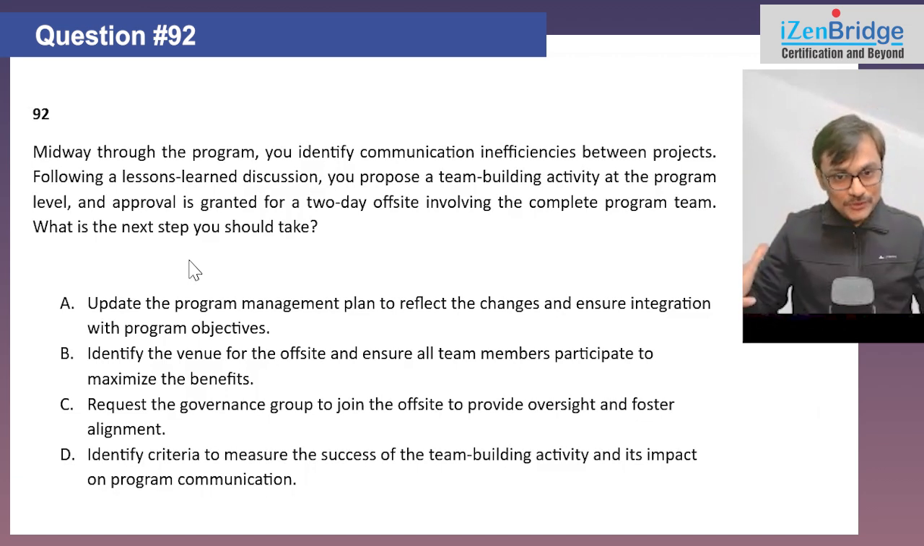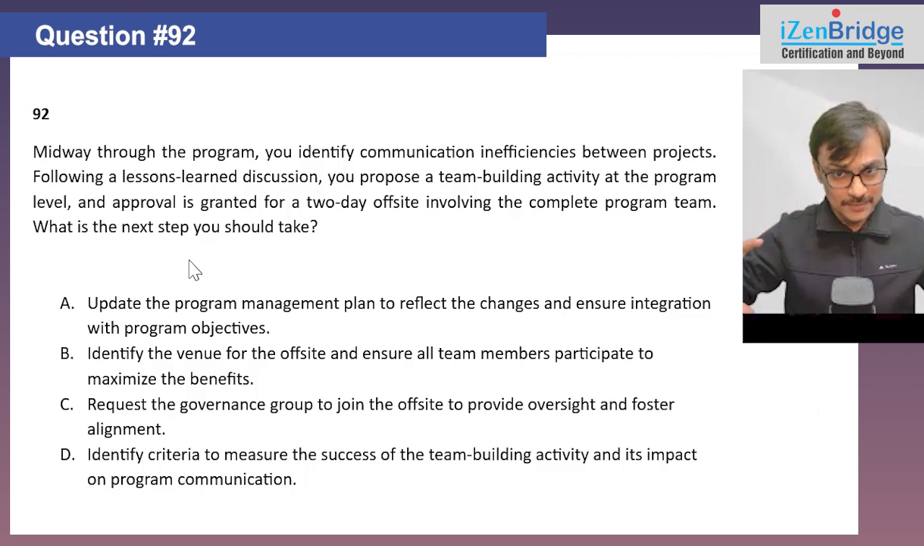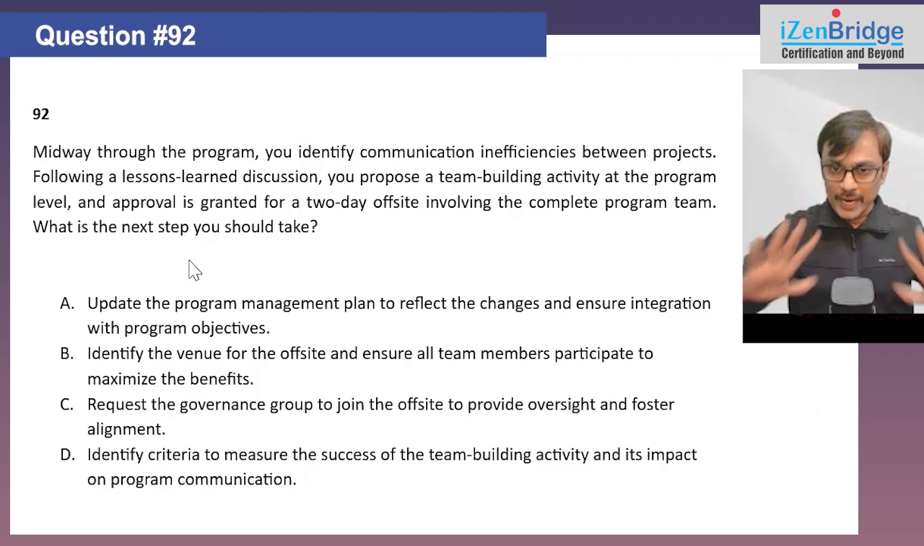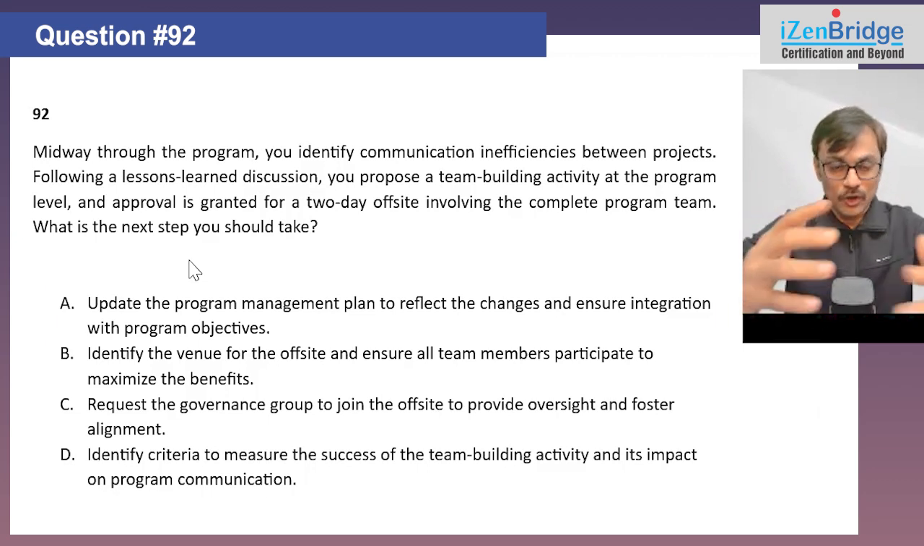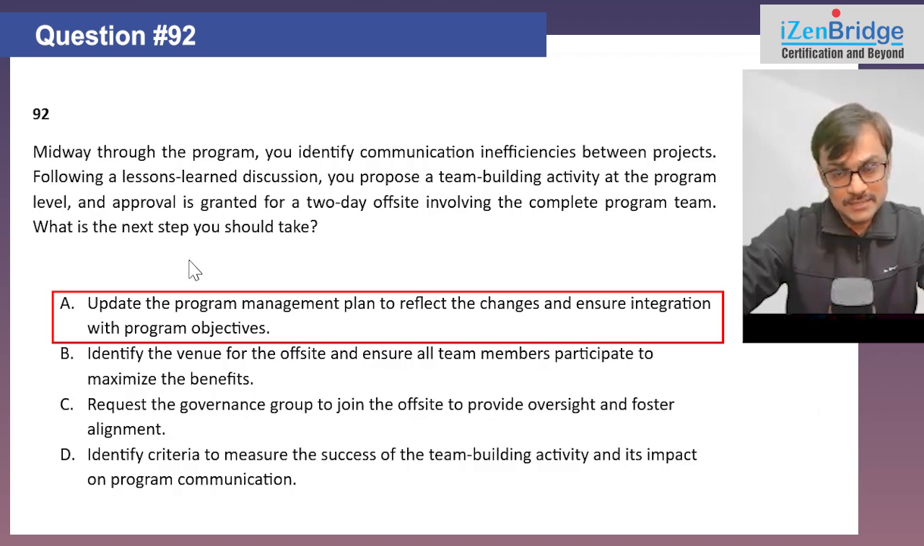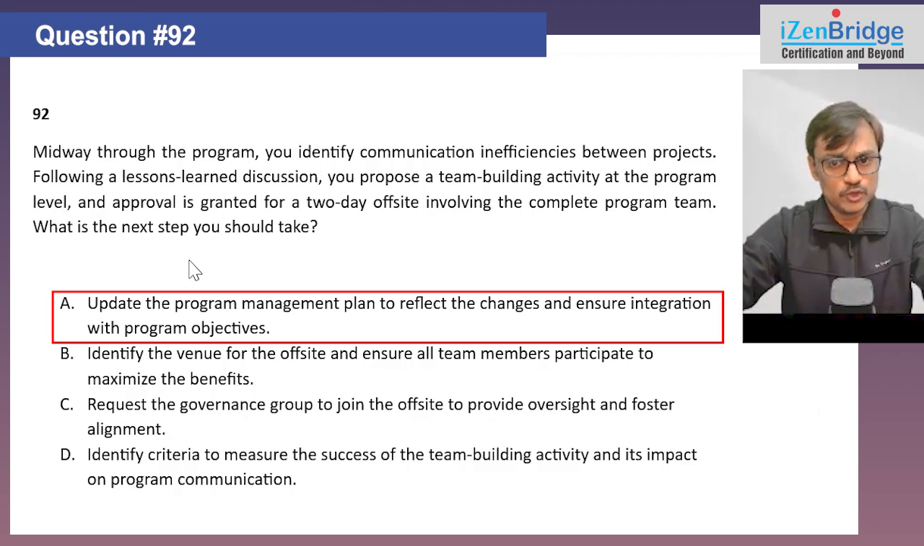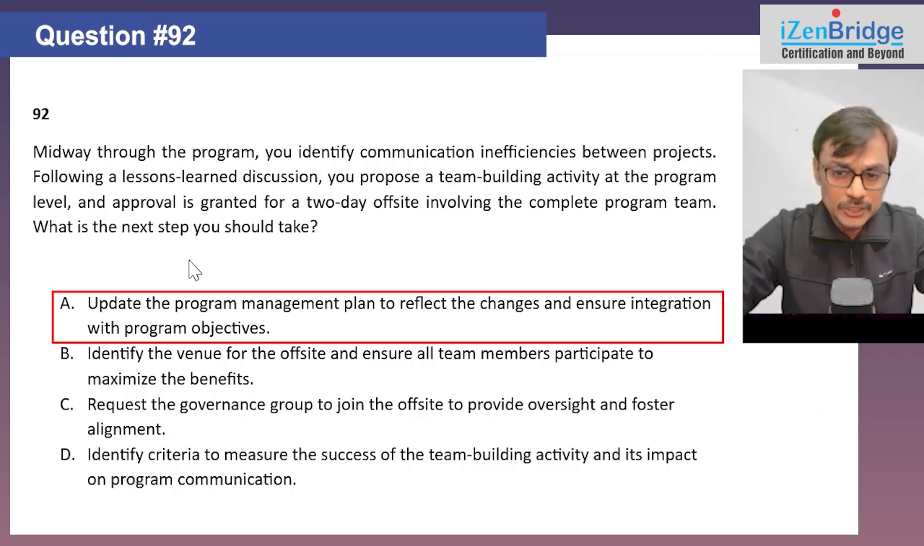You got approval for taking the team for the offsite, which was not originally planned because it came as a result of lessons learned. So you need to make the required adjustments so this activity produces the result and also does not disrupt too much of your program work. Option A, update the program management plan to reflect the changes and ensure integration with the program objective. To me, this looks good. That's the thing I should do. I should ensure the scheduling, the costing, and other resourcing-related items are appropriately changed, and then I do this particular activity.